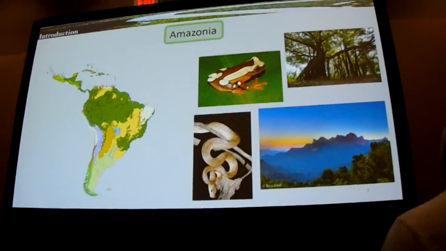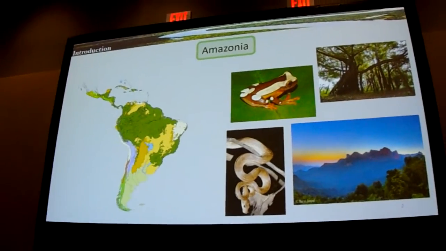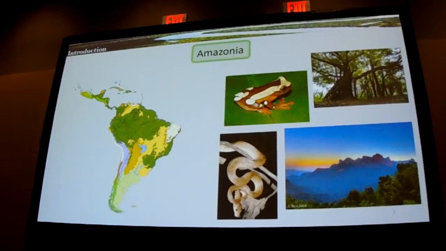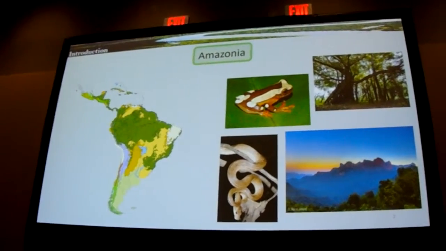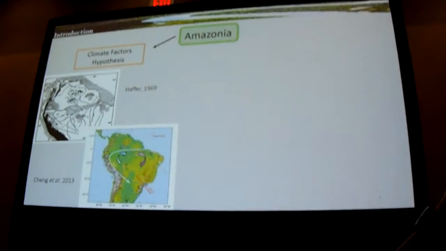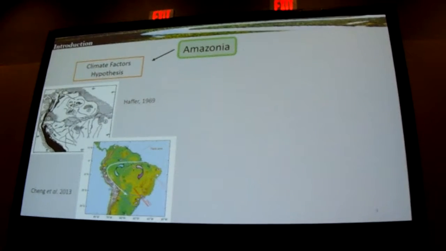A lot of people know that in the Amazon we have the biggest biodiversity in the world, and a lot of researchers are trying to understand the processes related to this biodiversity. For example, we have climatic factors, where Haffer proposed the hypothesis of refuge in the Amazon.